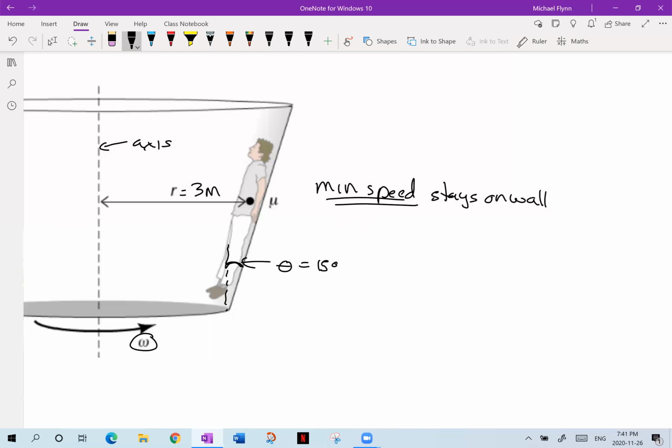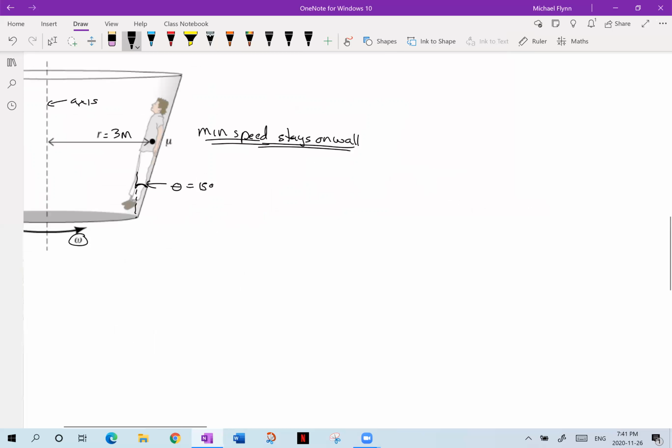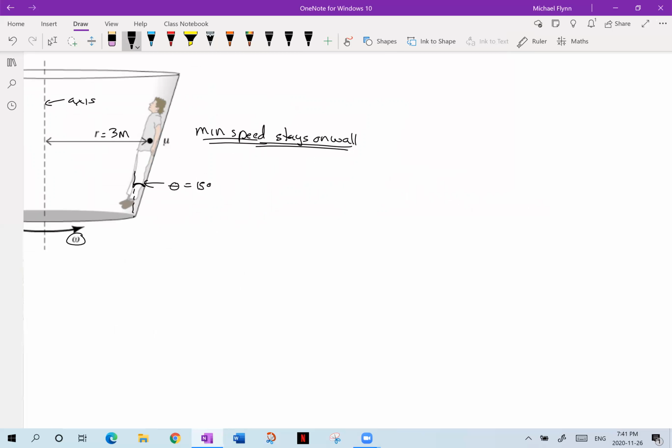Okay, on the banked wall. So this is a great question. Let's draw a free body diagram of the guy. Once you know how to do one circular motion problem, really it's all the same. So, free body diagram of the guy, I'm going to tilt him a little like this.